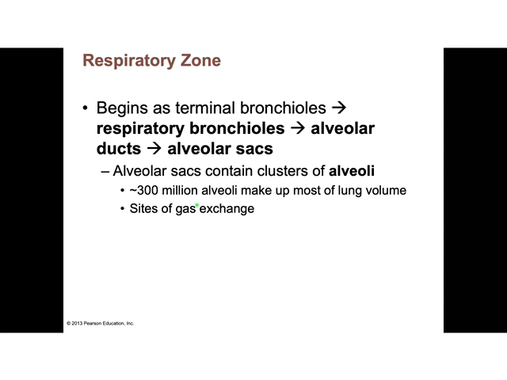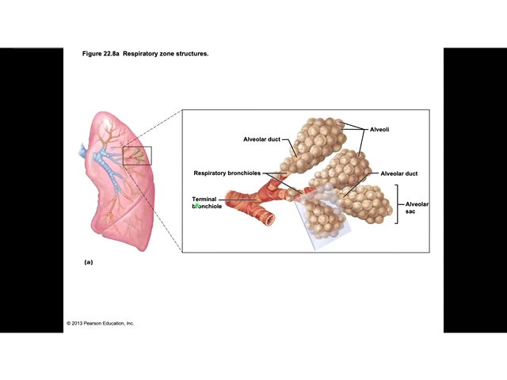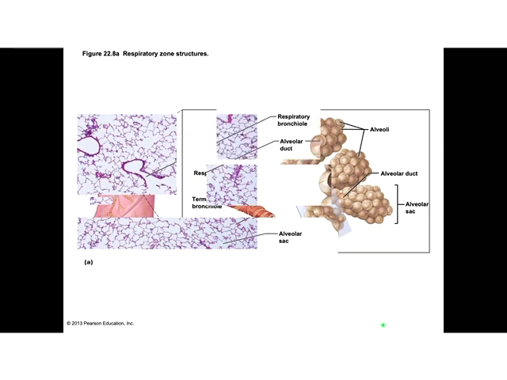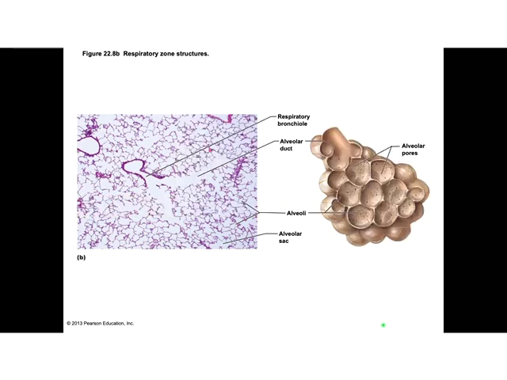300 million alveoli make up most lung volume, and that's where the gas exchange happens. You can see the structures here: respiratory bronchiole, terminal bronchiole, alveolar duct, alveolar sac, and alveoli. If we look at it in a micrograph, you can see the structures here. Notice how delicate they are and how much surface area you have for gas exchange.